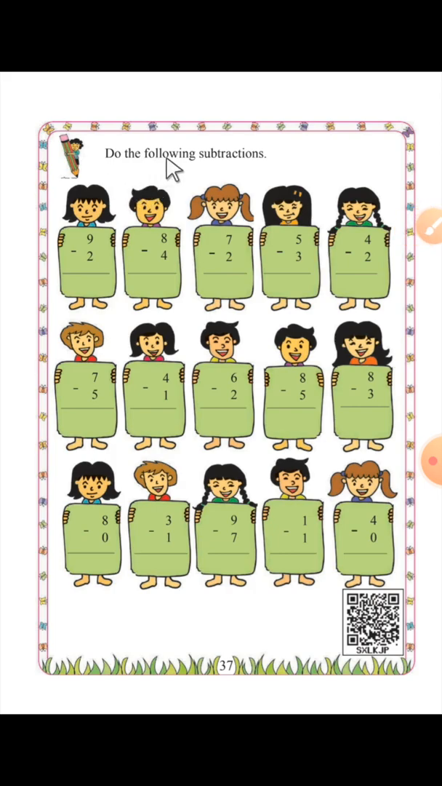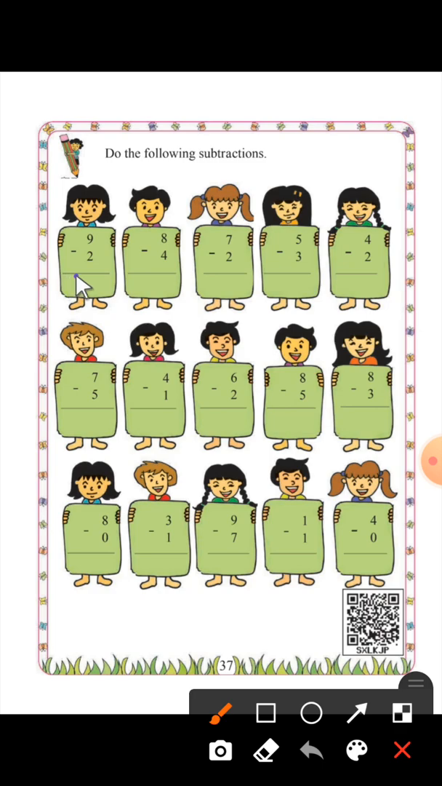Do the following subtraction. 9 minus 2 is equal to 7. This calculation you will write in your textbook. Draw 9 lines. 1, 2, 3, 4, 5, 6, 7, 8, 9. Minus 2. Cancel 2 lines. 1, 2. 1, 2, 3, 4, 5, 6, 7 is the answer.